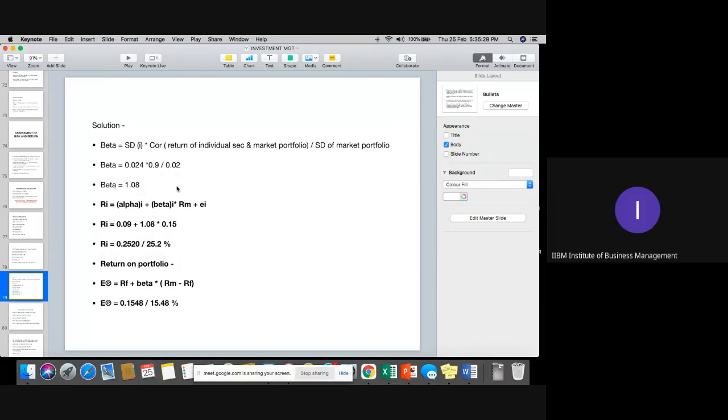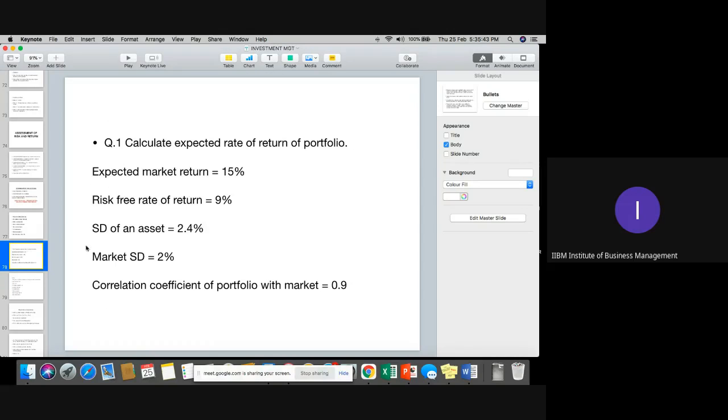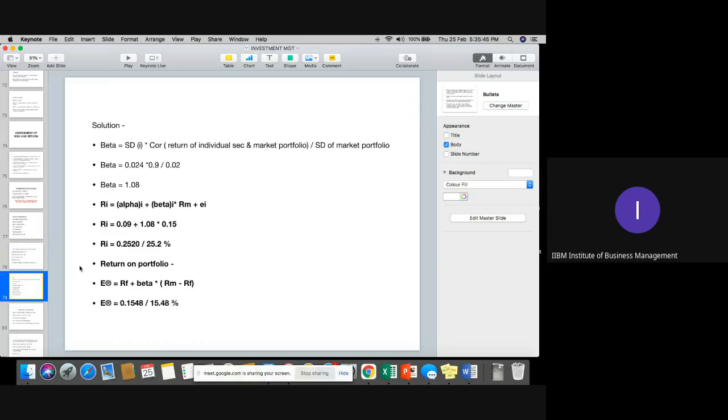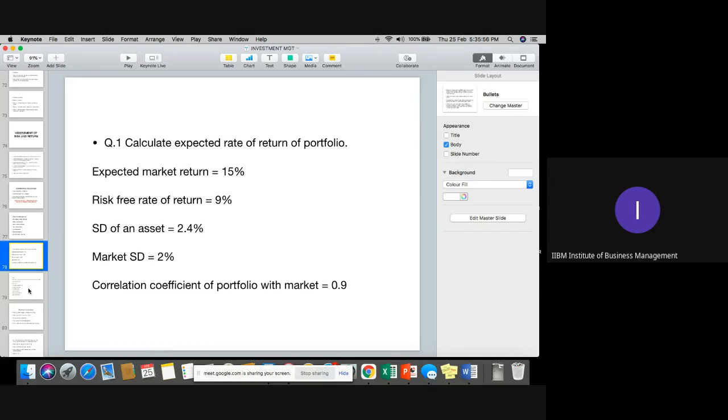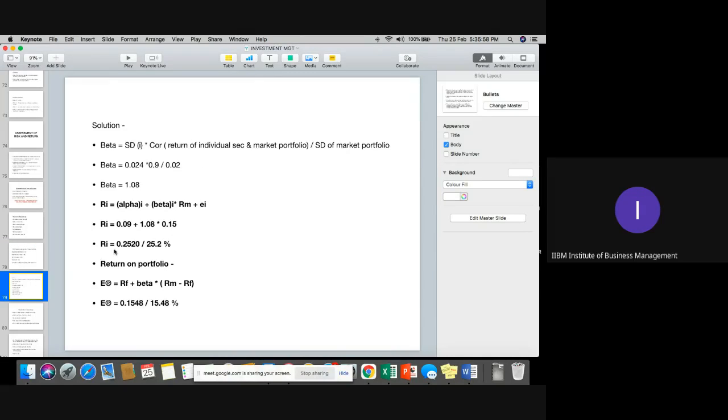Now we need to calculate the second part of this, the return on individual security. The formula is alpha plus beta into RM plus EI. Alpha is 9%, the risk-free rate of return, that is 0.09, plus beta 1.08 into RM. EI is not given to you, but RM is given to you, that is 15%, 0.15, the expected market return. So that would be 25.2%, the return on individual security considering beta risk and alpha risk.